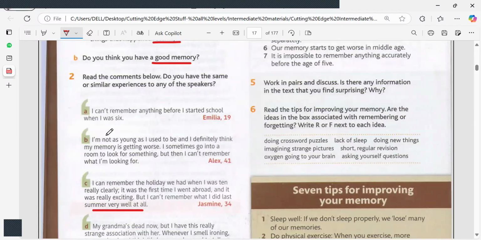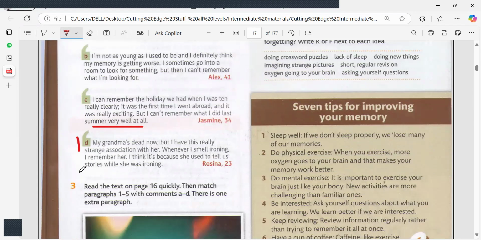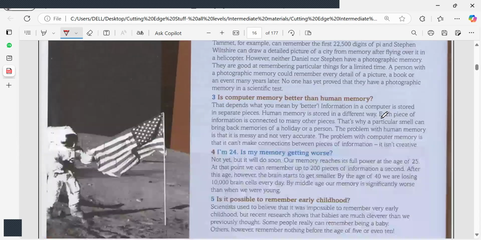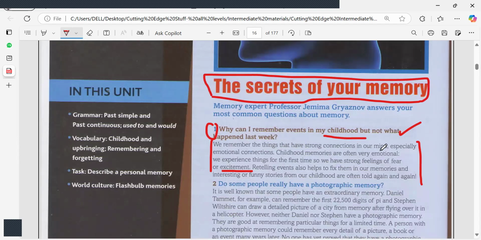C. Yes, exactly. Why? Do you know now why you can remember when you were a child? You told me you still remember what happened before you went to school. Do you know why? Now, because the mind, our brain, can memorize emotional connections. During your childhood, you may have strong connections in your mind. Childhood memories are very emotional, your beautiful memories and things you love.